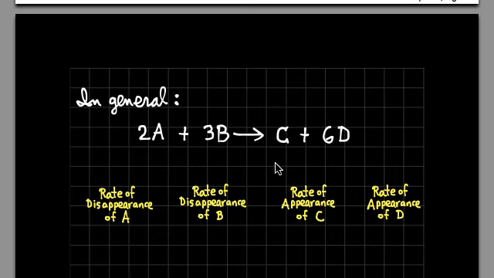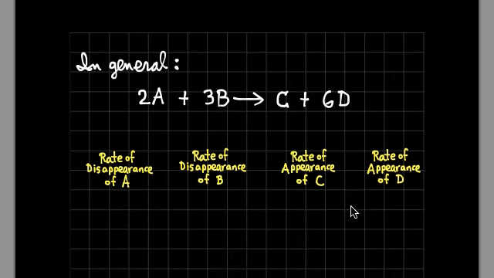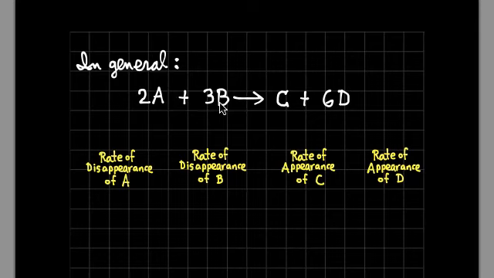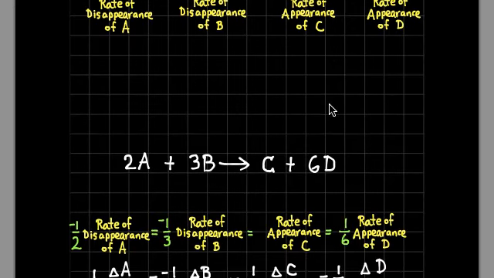So the question is, are they related to each other? And the answer is, yeah, they are. They're not exactly equal. This one's disappearing, this one's disappearing, this one's appearing, but the 2 and the 3 and the 1 and the 6, that certainly plays a role. And here's the answer.